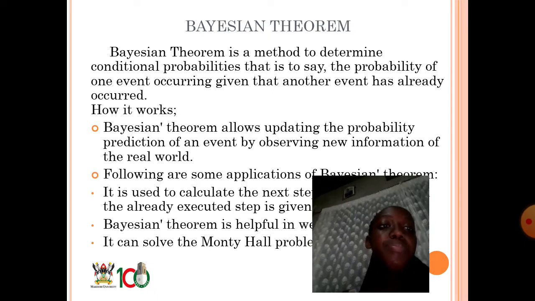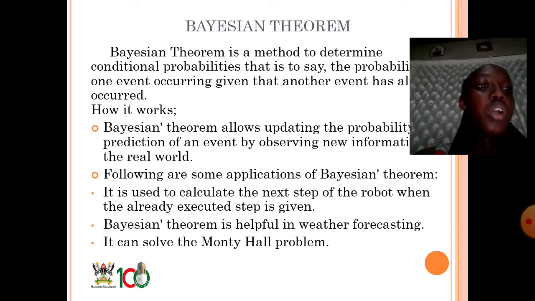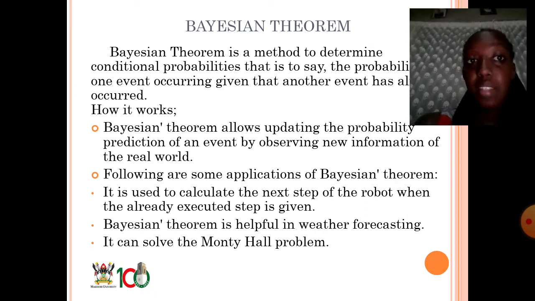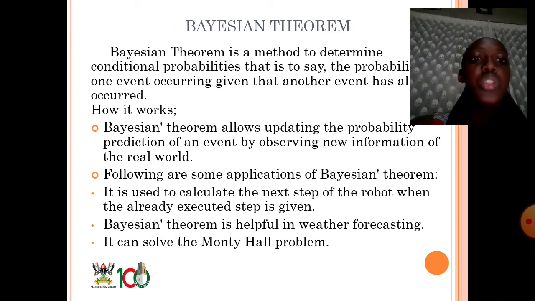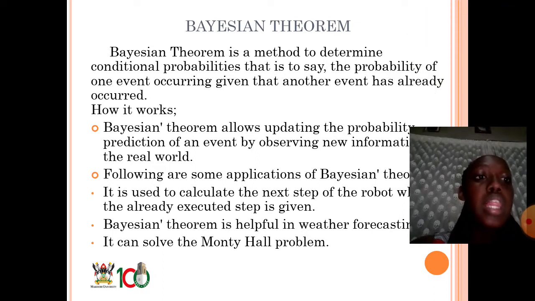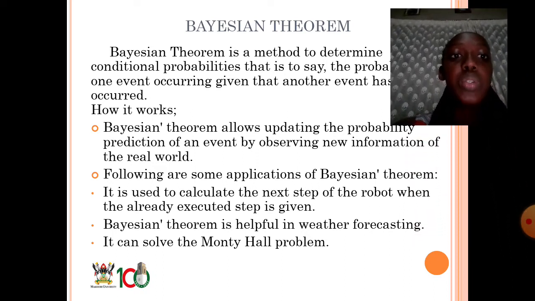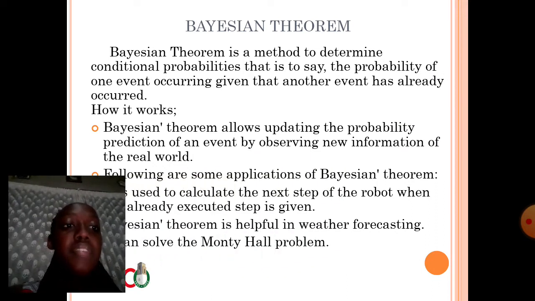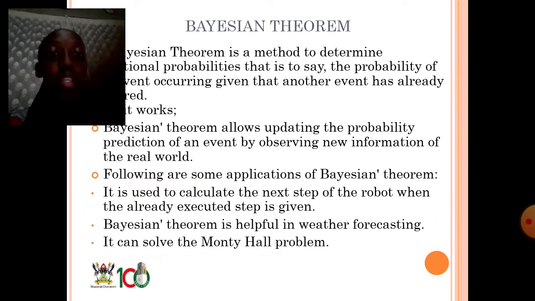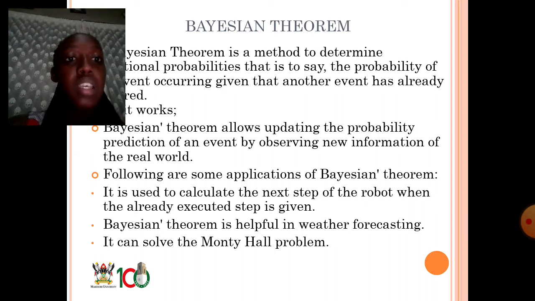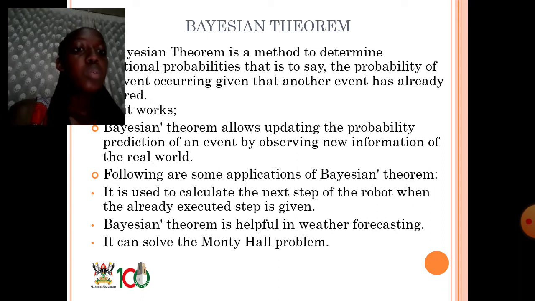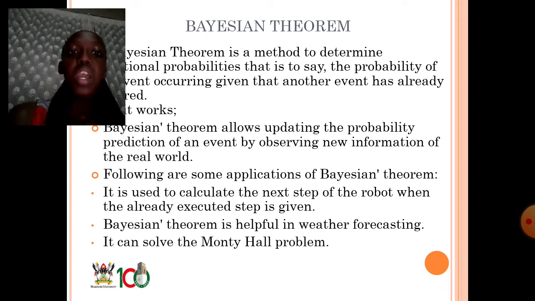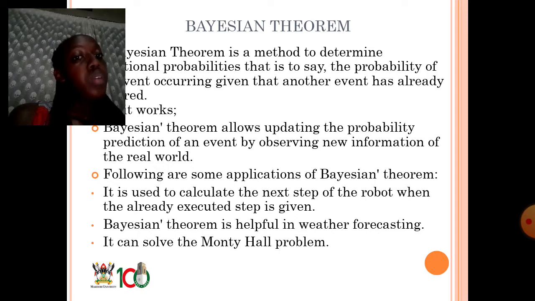Then here, I'd like to briefly talk about the Bayesian theorem. Bayesian theorem is a method to determine conditional probabilities, that is to say, the probability of one event occurring given that another event has already occurred. The way it works, it allows updating the probability prediction of an event by observing new information of the real world.